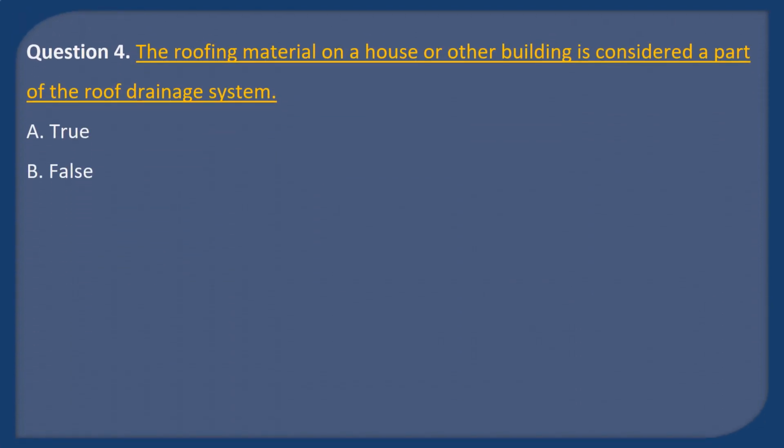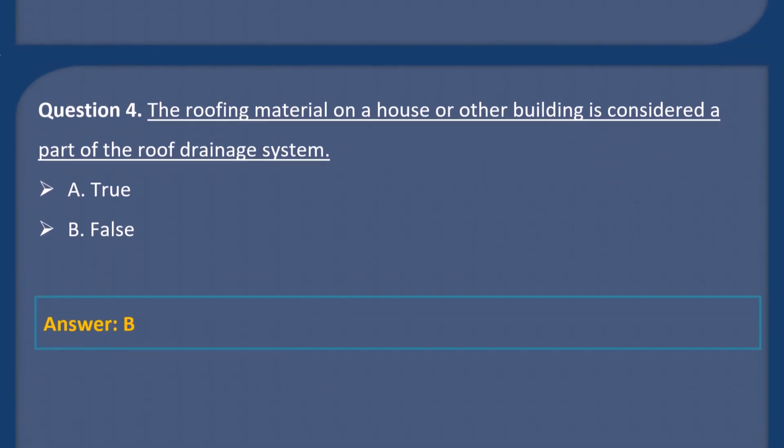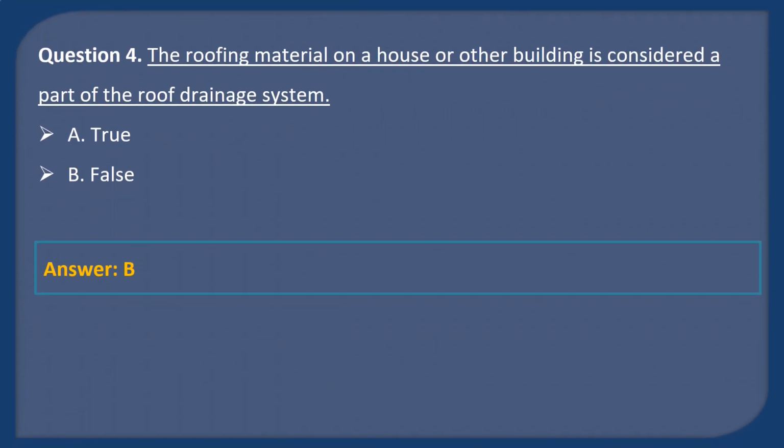Question 4. The roofing material on a house or other building is considered a part of the roof drainage system. A. True, B. False. Answer B.